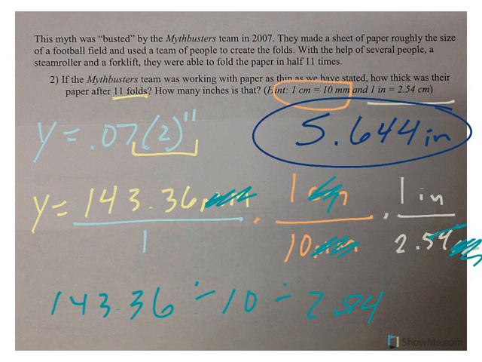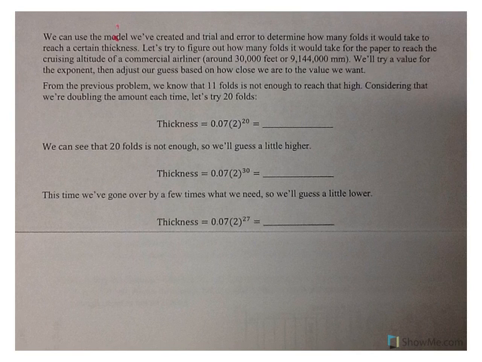5.644 inches. So you're taking a piece of paper the size of a football field. You fold it in half 11 times using a forklift and a steamroller, right? And you end up with something that's a little over 5.5 inches. But that paper is thin, so that's kind of impressive.